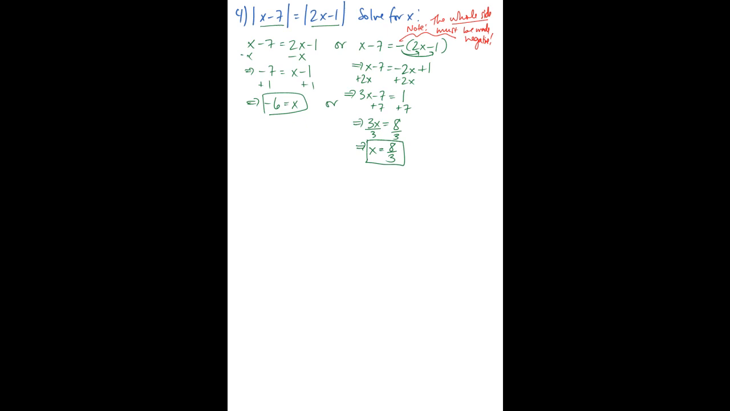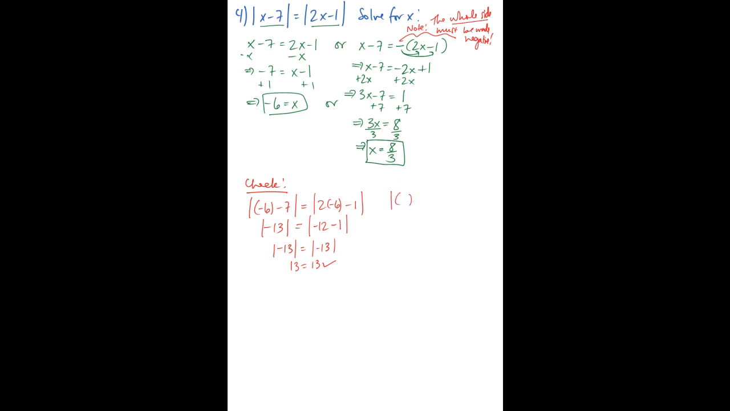Now again, I should check these. So I have the absolute value of x minus 7 is equal to the absolute value of 2x minus 1. So if I plug in negative 6, which was my first solution, let's see if that works. Negative 6 minus 7 is negative 13, the absolute value of that. 2 times negative 6 is negative 12 minus 1. So I get the absolute value of negative 13 is equal to the absolute value of negative 13. That's certainly true. Let's check the second possibility.